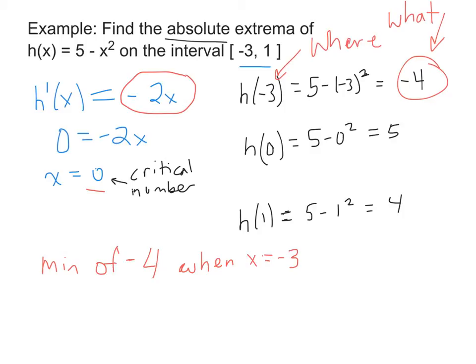And that's critical. Okay, and we're talking about maximum and minimum. We're talking about how high or how low, so that's a y value. The -3 just tells us where that's located. And our largest value in here, our maximum, would be 5. So we're going to have a max of 5. Where does that occur? When x equals 0. Or at x equals 0.